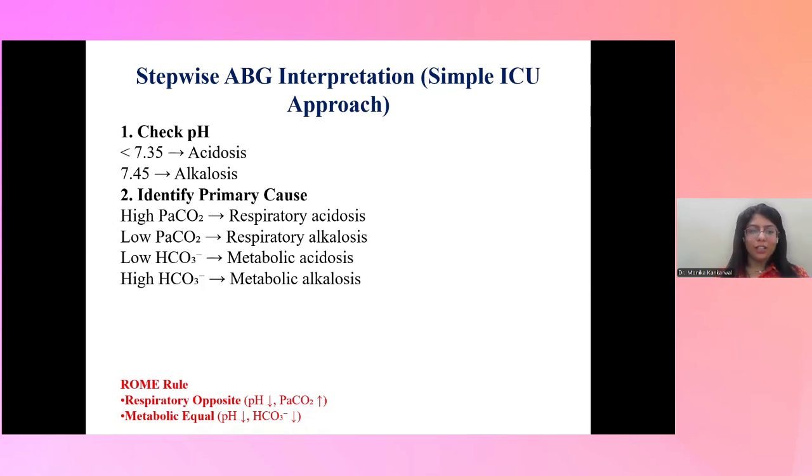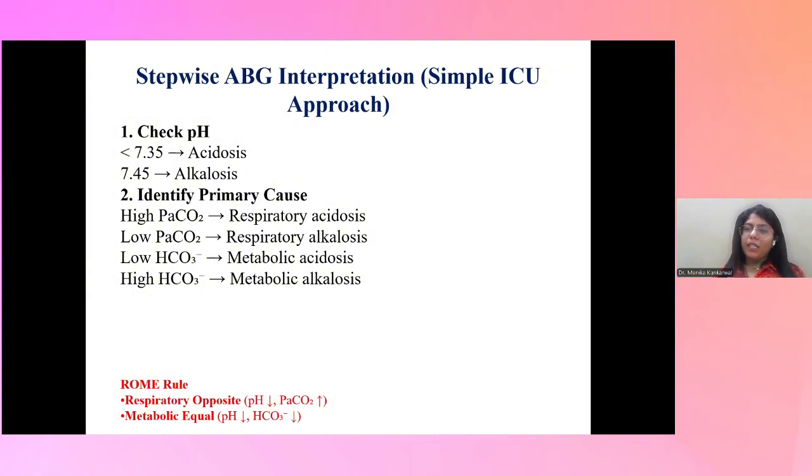This is a mnemonic you can use, and you can go through this mnemonic to keep the criteria in mind and to understand the patient's condition. So the ROME rule says that respiratory opposite means respiratory acidosis. If the patient's pH is low and the PaCO2 is increased, then the patient is at risk of having respiratory acidosis. And for the metabolic component, both components should be equal, meaning pH should be raised and bicarbonate anion should be raised. Then the patient will be at risk of having metabolic alkalosis.